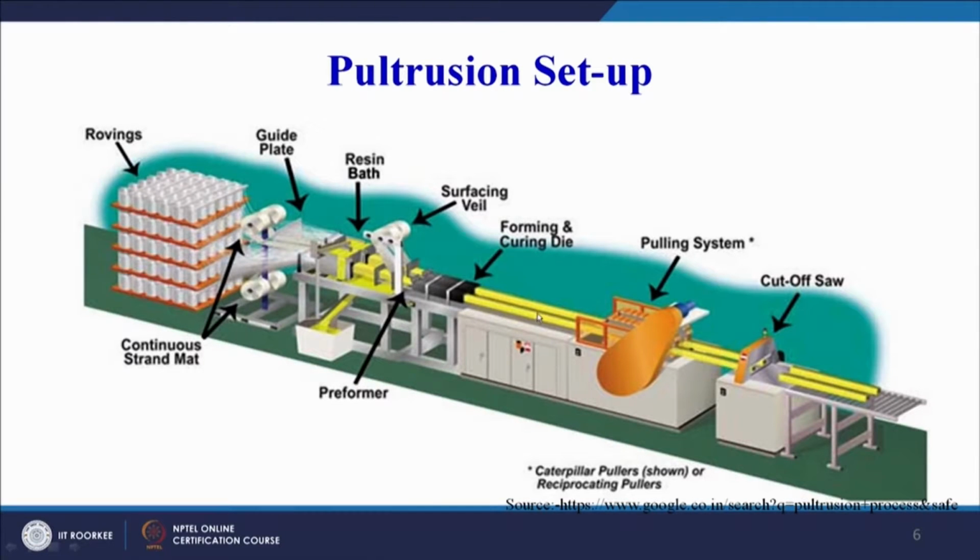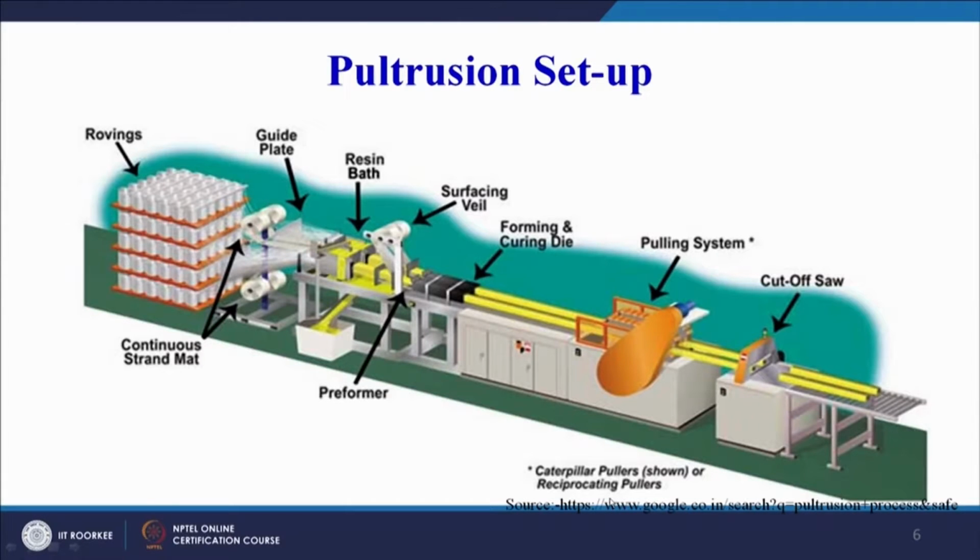And then we can see the continuous profile of uniform cross section, this yellow color profile, coming out of the forming and curing die, and finally there is a pulling system which is continuously pulling these profiles from the forming and curing die, and finally there is a cut-off saw which is cutting the pultruded product as per the desired length. This is a caterpillar type of puller, a rotating type of mechanism which pulls the final product out of the curing and forming die.